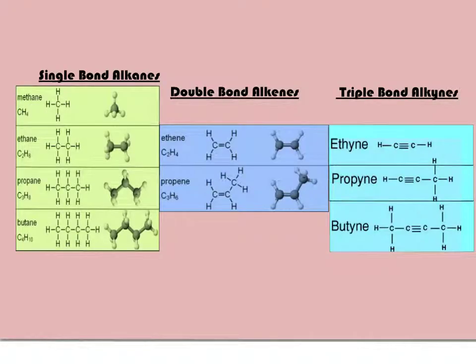The endings of the words, the names of these hydrocarbons, indicate the bonding between the carbons. Those compounds ending in ane, A-N-E, all have single bonds. If it ends in ene, E-N-E, there's a double bond. And if it ends in yne, Y-N-E, there's a triple bond. Here are the first few examples.